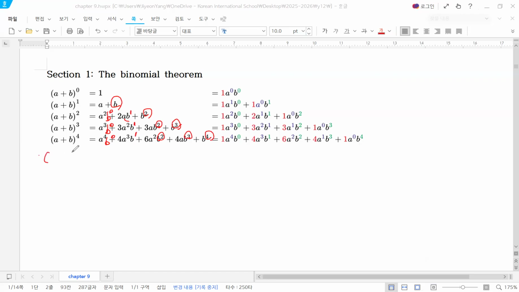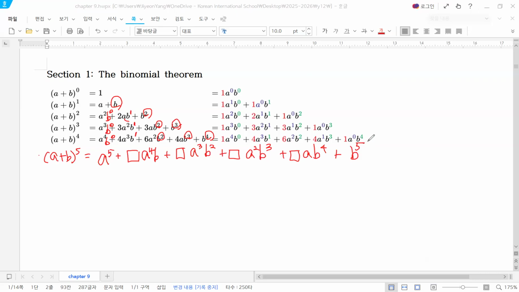So we can imagine, even though we don't know the coefficients, meaning the numbers multiplied in front of the letters, a plus b to the power of 5 starts from a to the power of 5 plus, we don't know the number, but the letters should be a to the power of 4 b, plus a to the power of 3 b squared, plus a squared b cubed, plus a b to the power of 4, plus b to the power of 5. Can you see that? Students, can you see that?